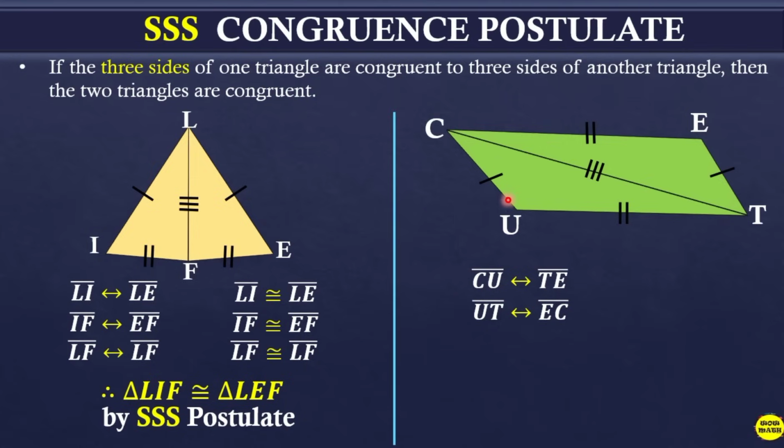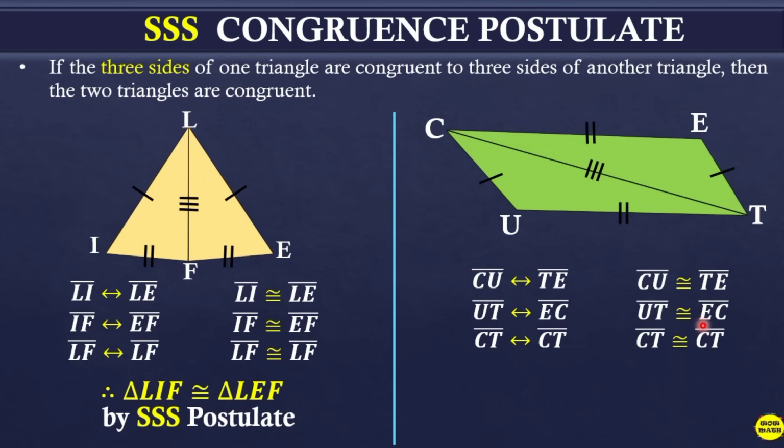That's why this part corresponds to this one, kasi pareho sila ng mark. And then, we have CT. Ito po, corresponds to CT. So, we can say that CU is congruent to TE, UT is congruent to EC, and CT is congruent to CT by reflexive property of congruence.